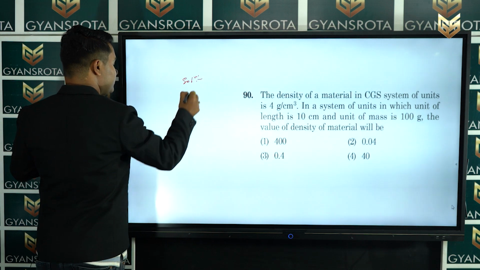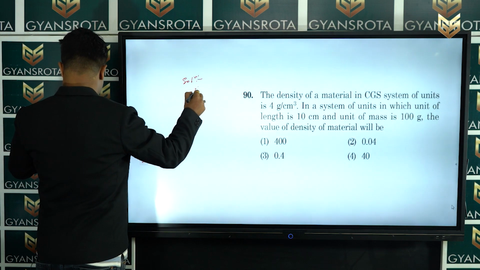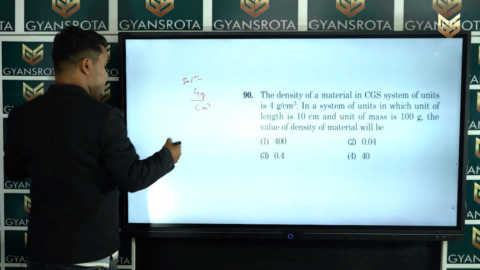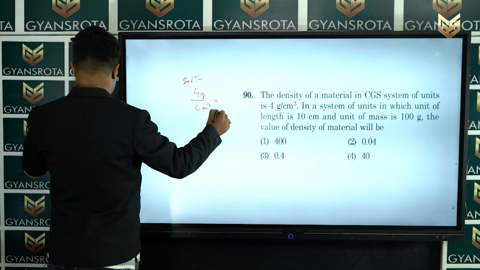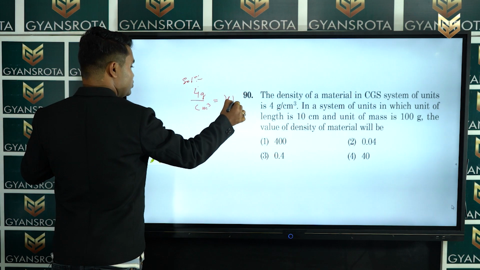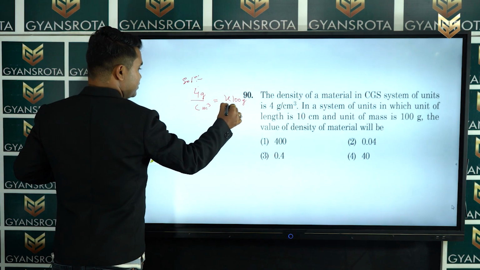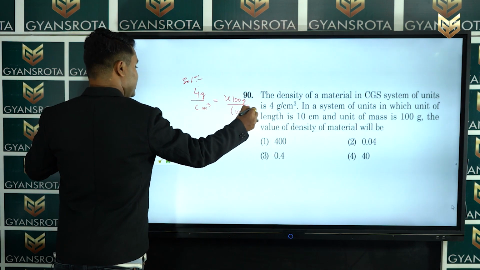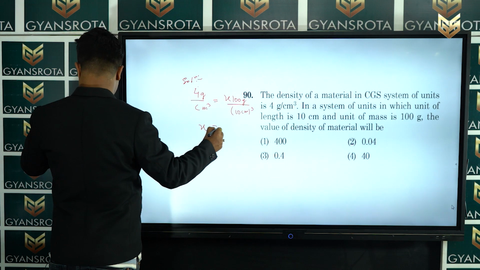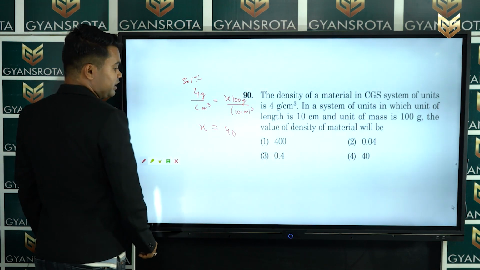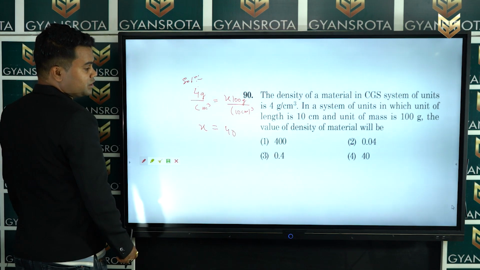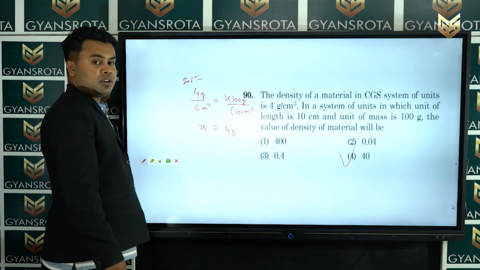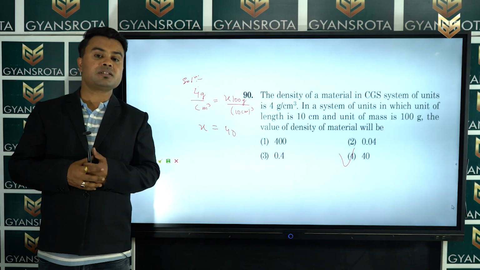If you do the solution of this one, it will be 4 gram divided by centimeter cube, that is 4 gram per centimeter cube, which is given in the question. So, we need to find out this x, which will be 100 gram divided by 10 centimeter whole cube. So, your x will come out to be 40. So, the correct answer for this one is option number, if you see, 40. This is the right answer. So, this is all we have from this question paper.